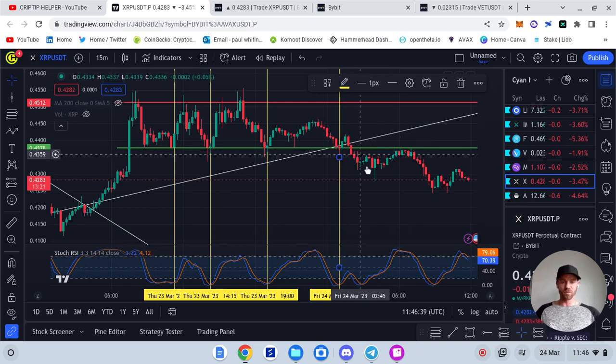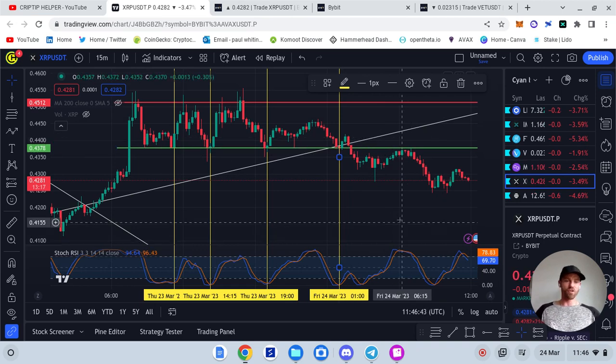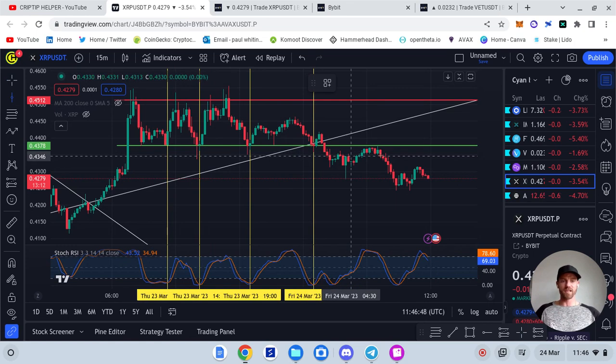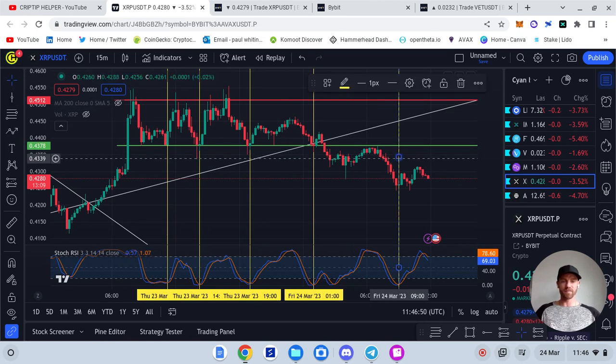So all it did is it broke down, it retested, you would have been out of the market, and then it dropped. So again this morning I did the same. I bought in at this level here, and as we came up to the top again I sold.